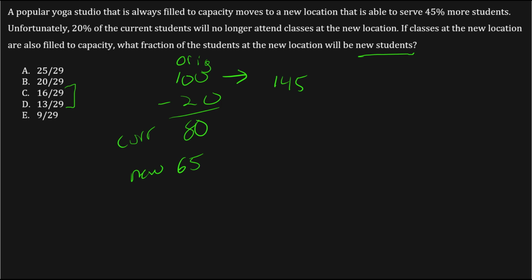What fraction of the students at the new location will be new students? So 65 over 145, and we'll simplify by dividing by 5. For me, the easiest way to divide by 5 is to double the number and move over one decimal place. So this is 130, move over, so 13; 145 moved over is 29. All right, and there you go. I don't know if this is correct. I'll have to check the answer, which I will do at the end of the video, but I'm going to go with D for this.